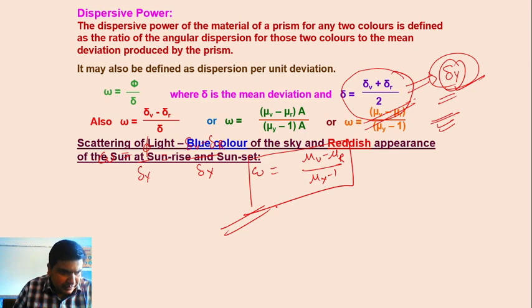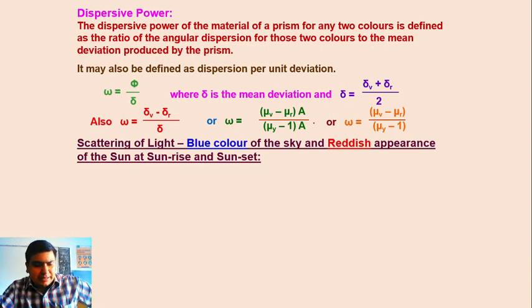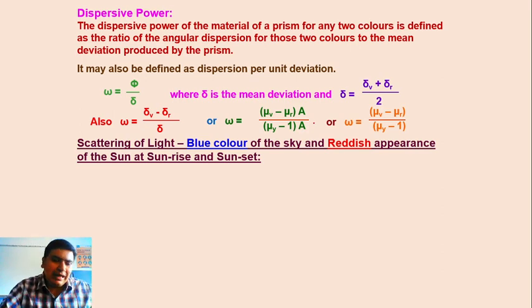Let me clear the extra written portion over here. Now, scattering of light. As you see, the sky has a blue color, and at the time of sunset and sunrise the sky appears reddish and the sun also appears reddish. That is also due to the scattering of light.